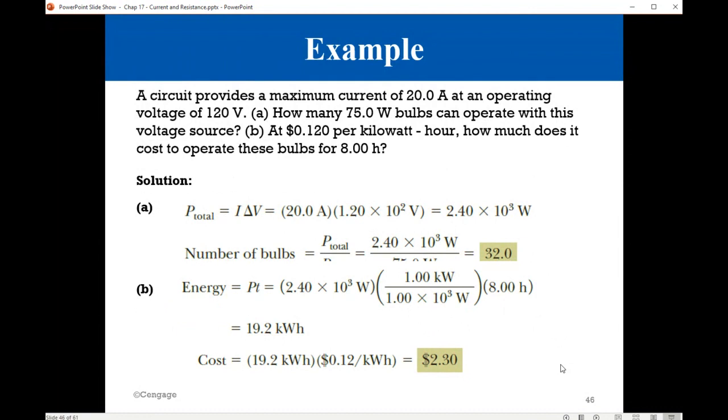Example: a circuit provides a maximum current of 20 amperes at an operating voltage of 120 volts. How many 75 watt bulbs can operate with this voltage source? Then, at a rate of 12 cents per kilowatt hour, how much does it cost to operate these bulbs for 8 hours?